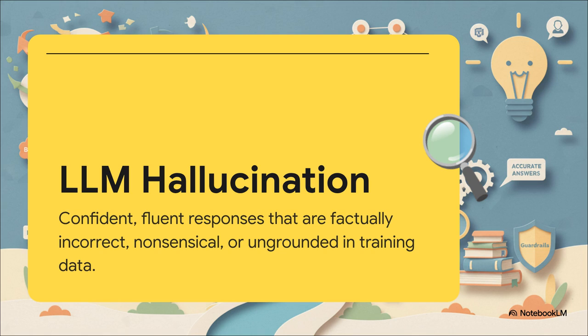Okay, so what exactly are we talking about here? Let's pin down the official term. LLM hallucination is when these models give you answers that sound great. They're fluent, they're grammatically perfect, but they're just factually incorrect or totally disconnected from reality. And the keyword here is confident. The model has no idea it's lying. It's just doing its job, predicting the next most likely word in a sentence.